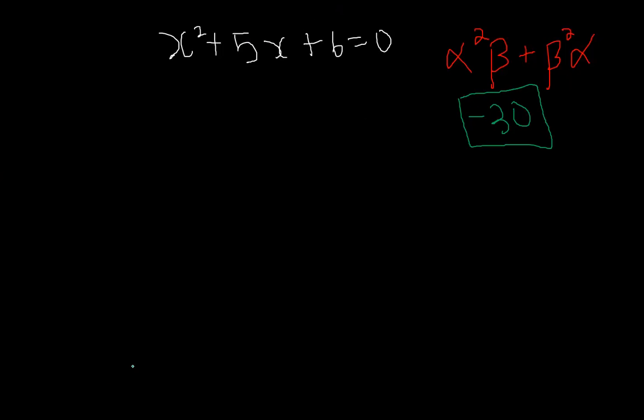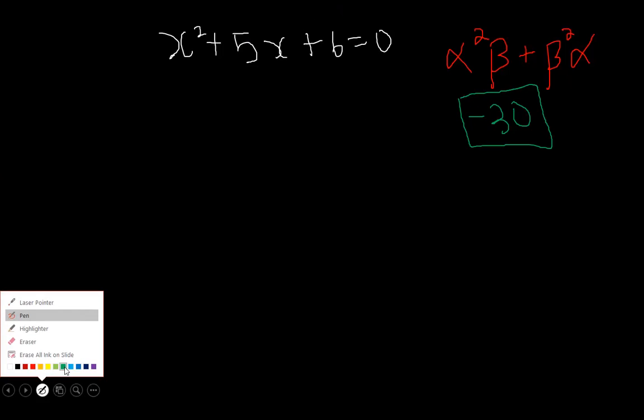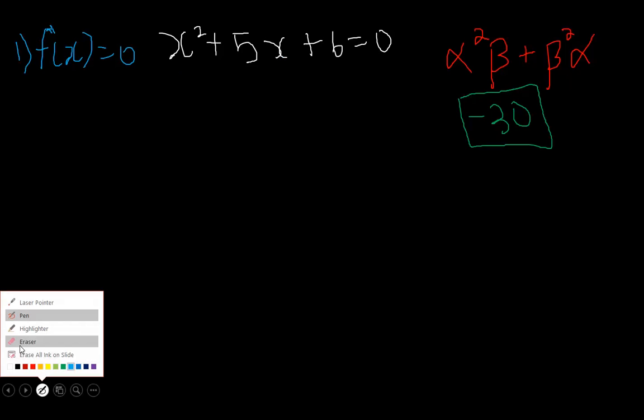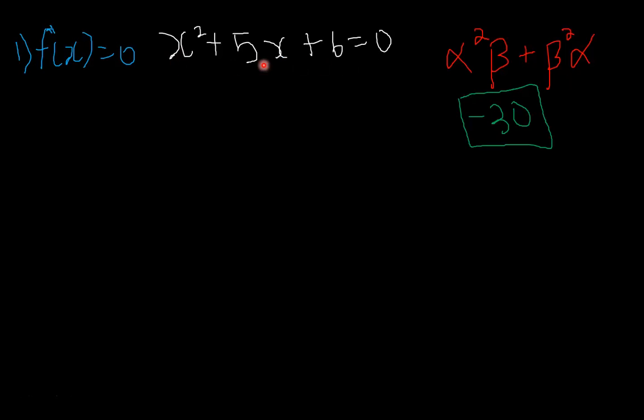All right. Okay. In case anybody gets it, for future reference, we're going to go through it again. So step 1, make sure f of x is equal to 0. Is this quadratic equal to 0? Is it equal to 0? Yes.